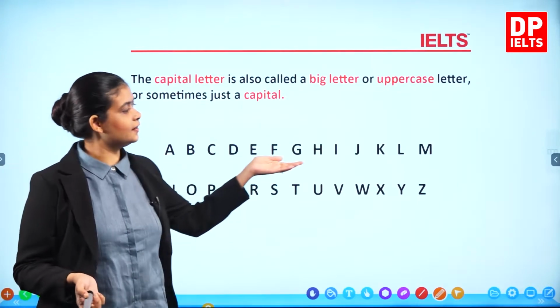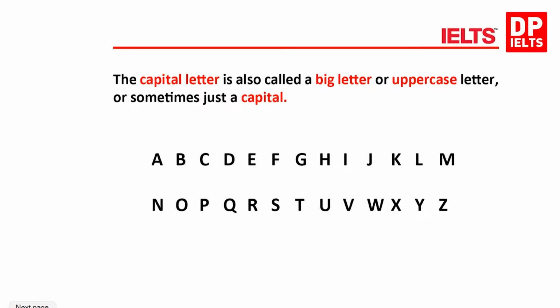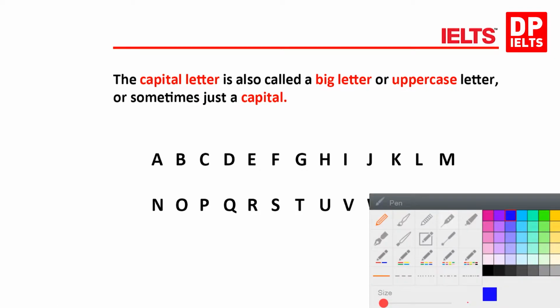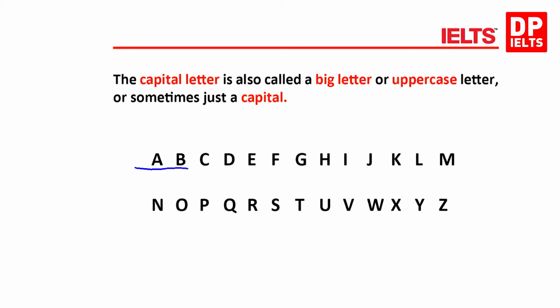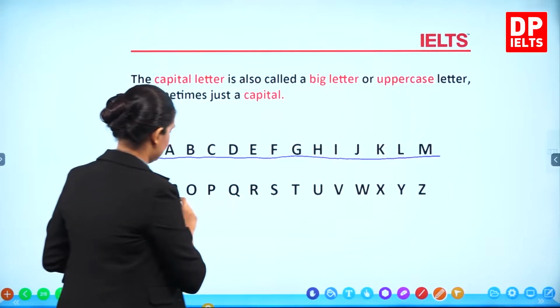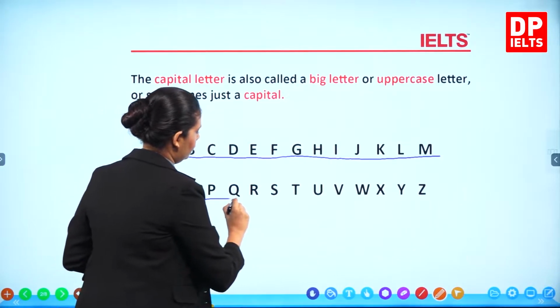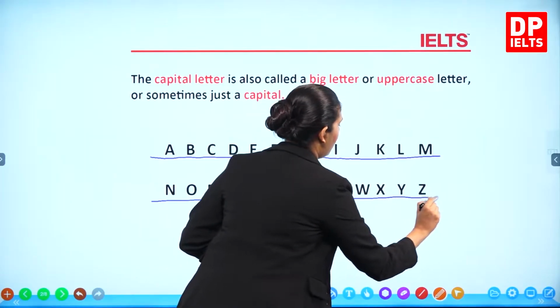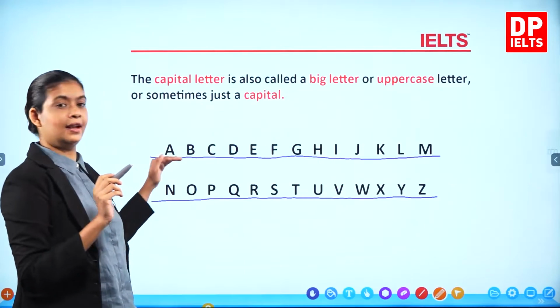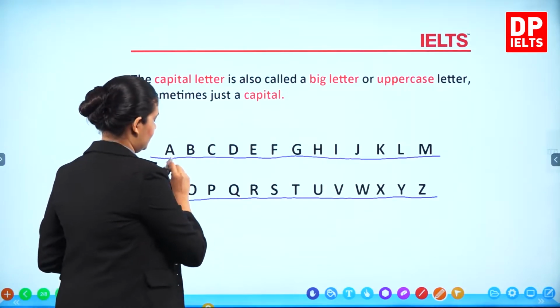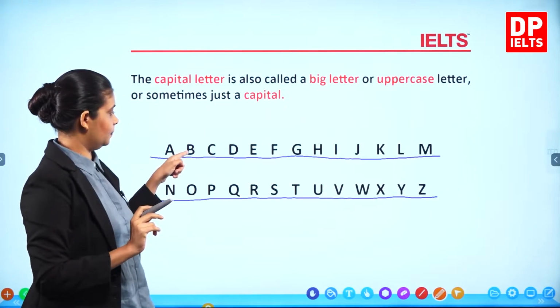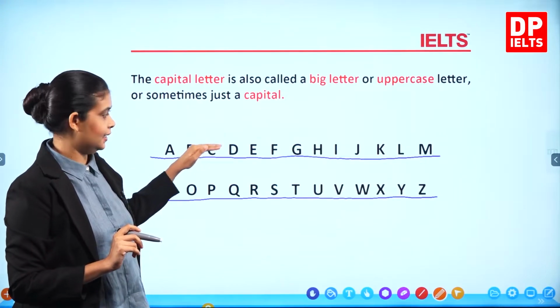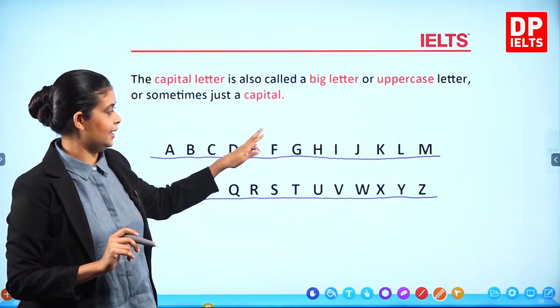So these are the capital letters. Now I want you all to remember one thing. If this is the line of your book, all of these letters, if you can see, are above that line. Now this letter is A, B, C, D, E, F.